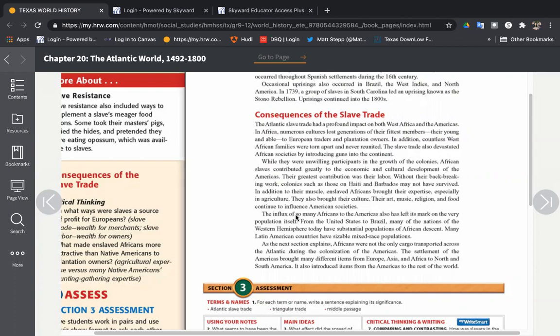It says with the muscle, enslaved Africans brought their expertise, especially in agriculture. So they showed them, kind of the same way that Jamestown wasn't going to survive based upon its agricultural idea, Africans brought more expertise to it. The influx of so many Africans to the Americas also left its mark on the population itself. The United States, Brazil, and many of the nations of the Western Hemisphere today have either a substantial African descent or a mixed race population based upon bringing slaves over.